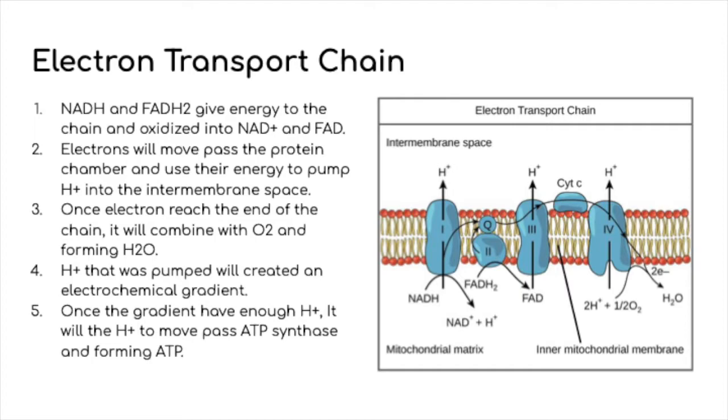After the hydrogen ions have been pumped into the intermembrane space, they will form an electrochemical gradient. Once the gradient is large enough, the hydrogen ions will be released through the ATP synthase, which creates kinetic energy that will be used to form ATP.